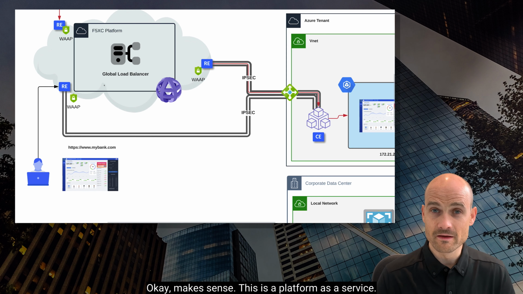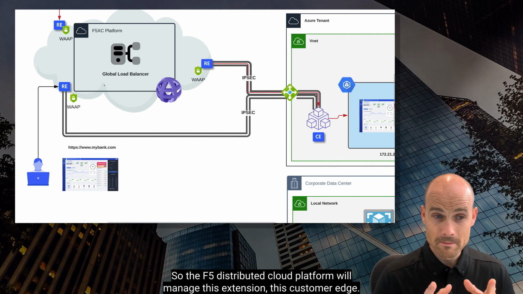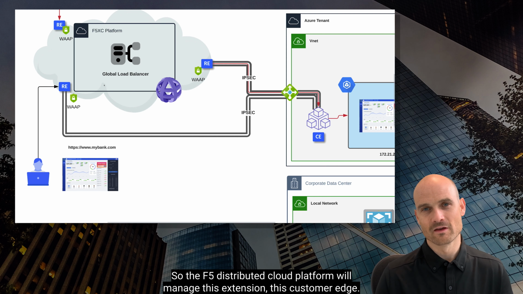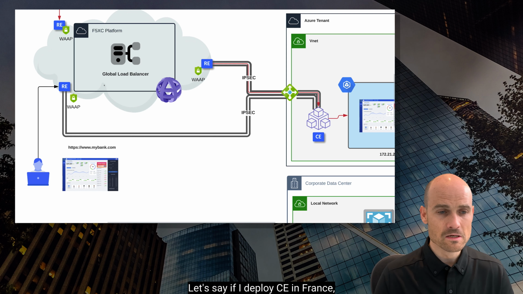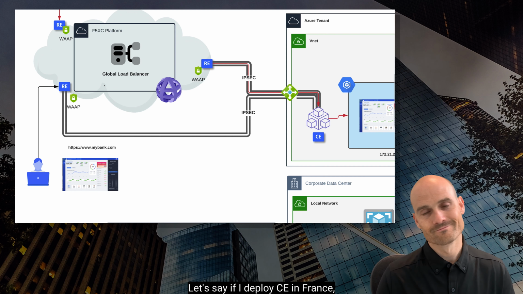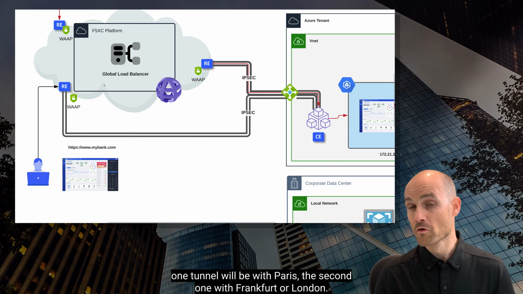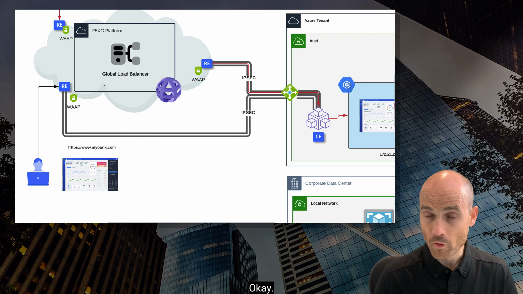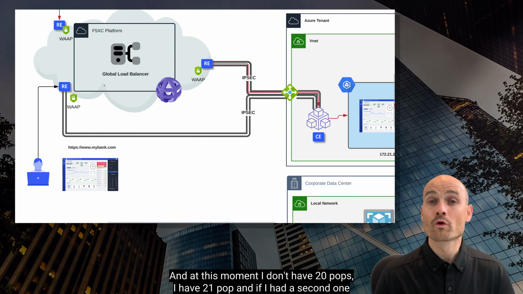This CE is platform as a service, so the F5 Distributed Cloud platform will manage this extension, this customer edge. The CE will initiate 2 tunnels. Let's say if I deploy a CE in France, one tunnel will be with Paris, a second one with Frankfurt or London. And at this moment, I don't have 20 POPs.